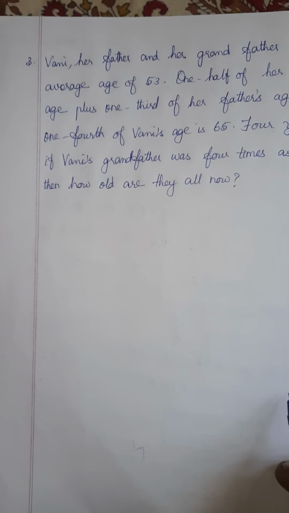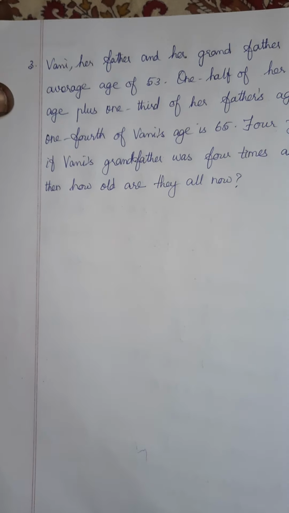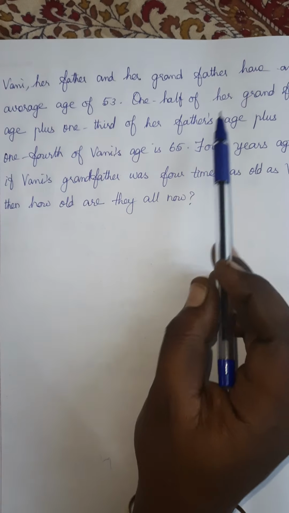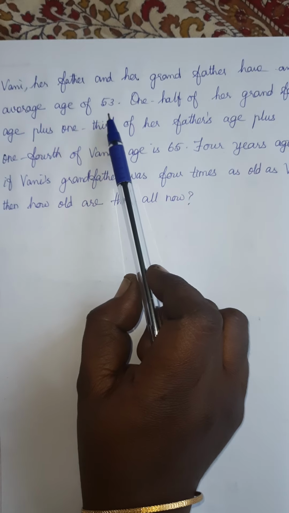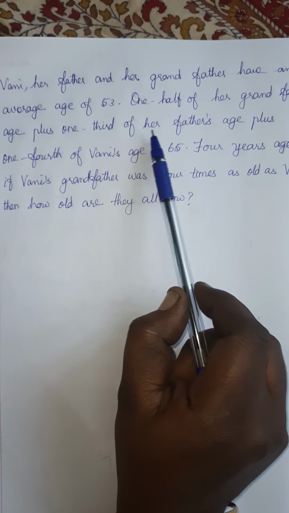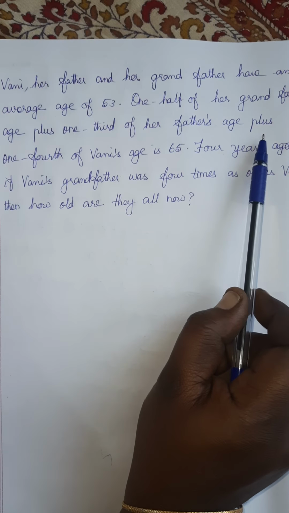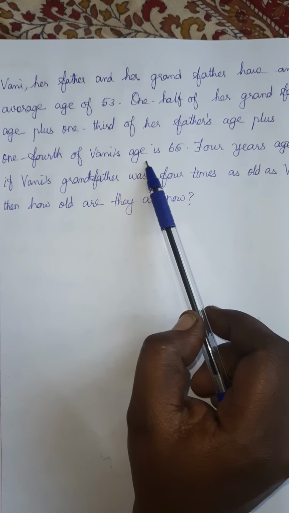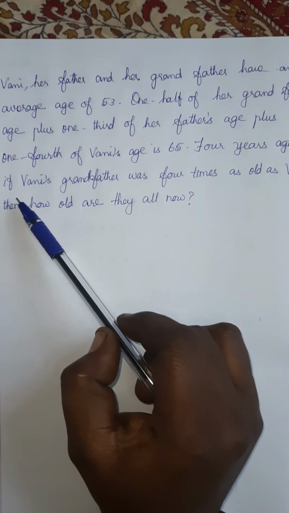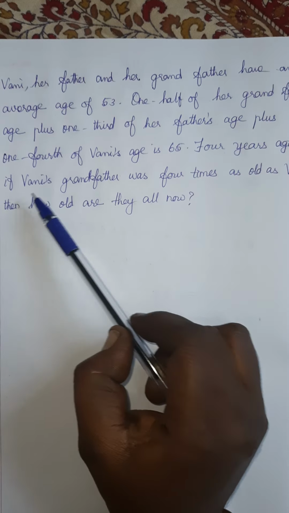Let us study the third question from exercise 3.1. Vani, her father, and her grandfather have an average age of 53. One half of her grandfather's age plus one third of her father's age plus one fourth of Vani's age is 65. 4 years ago, if Vani's grandfather was 4 times as old as Vani, then how old are they all now?